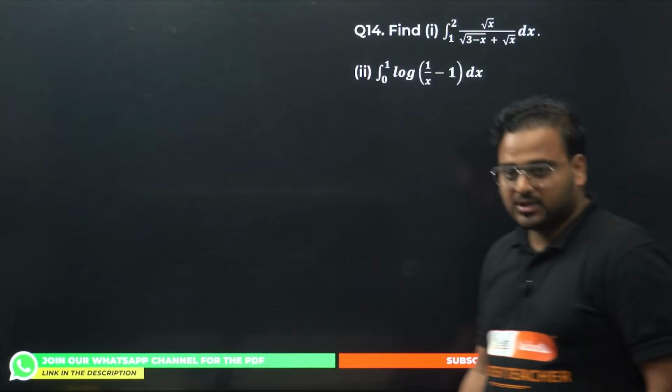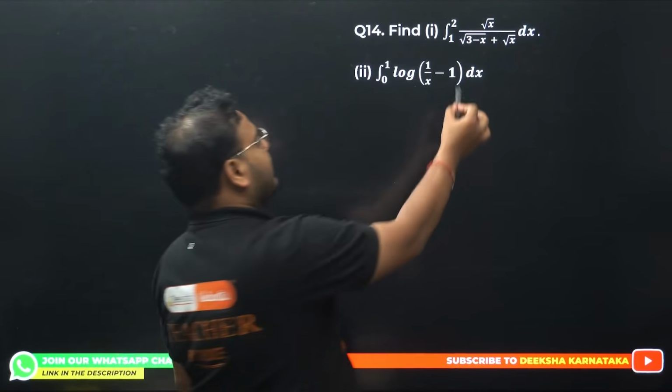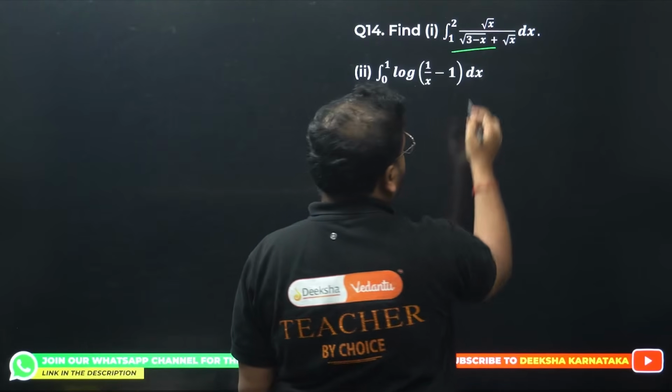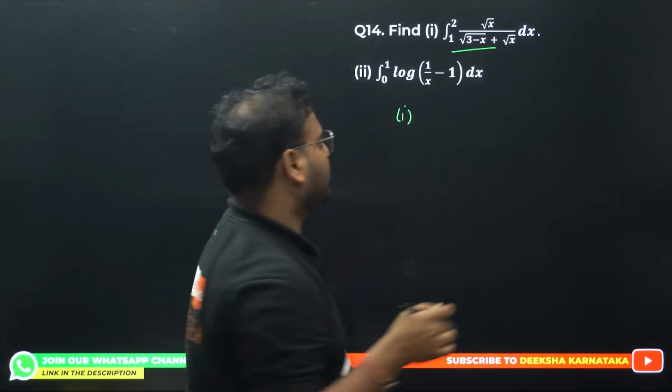Question number 14. Okay, so we have user properties again. User properties one more time. This time we're going to use this property in the first part. Actually, there's a trick in this kind of question.